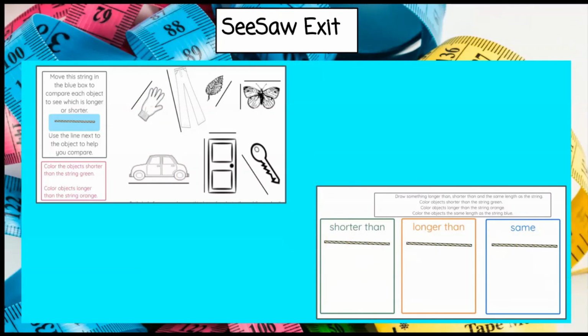Then on the next page, you're going to be able to draw something that's longer than the string, shorter than the string, and the same length as the string. You're going to use green for the shorter than objects, orange for the longer than objects, and blue for the same length.